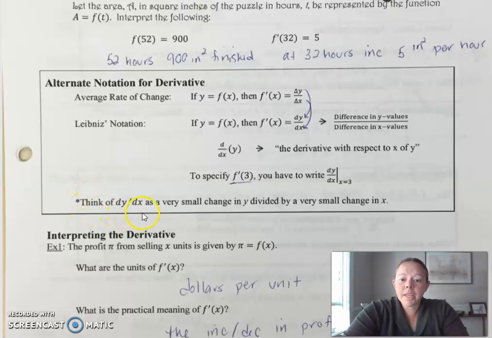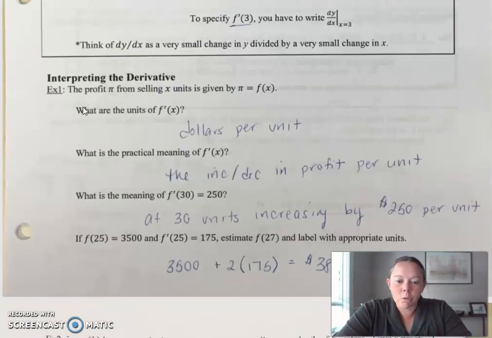So think of dy dx as a very small change in y divided by a very small change in x. And that's what we'll discuss in class with the whole limits. All right, so now let's interpret the derivative a little bit more. You will have to do this a lot and with a lot of problems in your homework. So the profit, there's that pi symbol, from selling x units is given by this function.